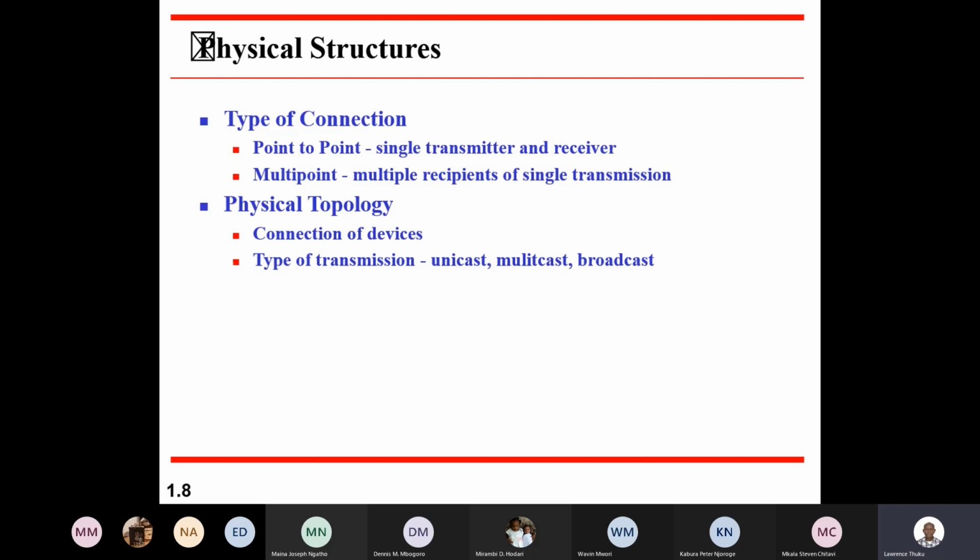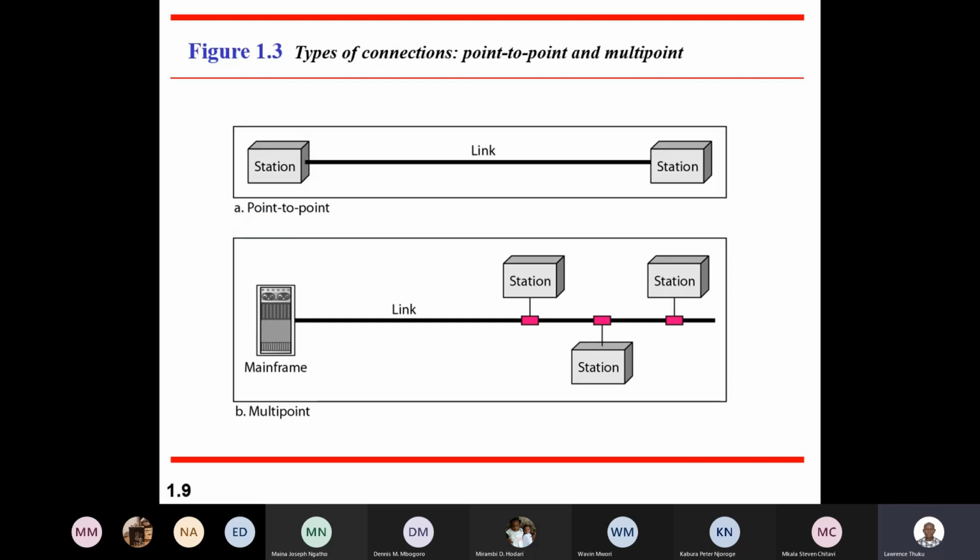So we have the physical structures. The other part is understanding about the connection. Remember I talked about the connections. So this is just a way of helping you understand. You have a single link, from one point to the other. If you're talking about stations, in this case the computers, you have point to point. For multi-point, you're looking at different stations linked to the same link, served by one machine which is going to be able to service all these scenarios.